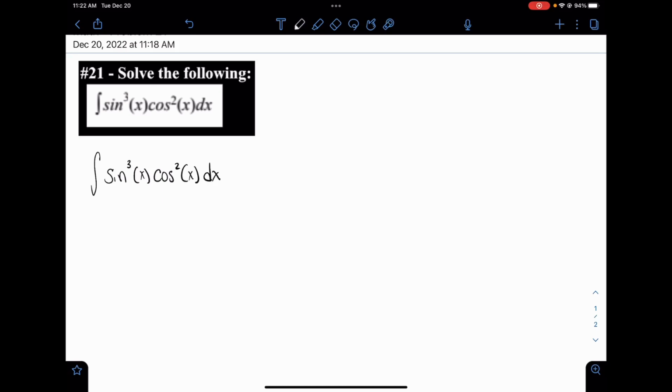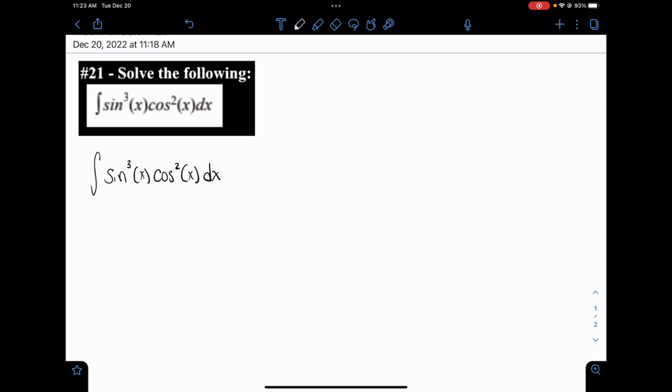Problem 21 gives us this integral to solve. When you see something like this, they're probably going to be testing you on either u substitution or integration by parts. So it'll be good to just practice some of these problems even outside of this packet, so you can become familiar with what they look like and be able to identify if you want to use u substitution or integration by parts. In this case, I would recommend using u substitution.